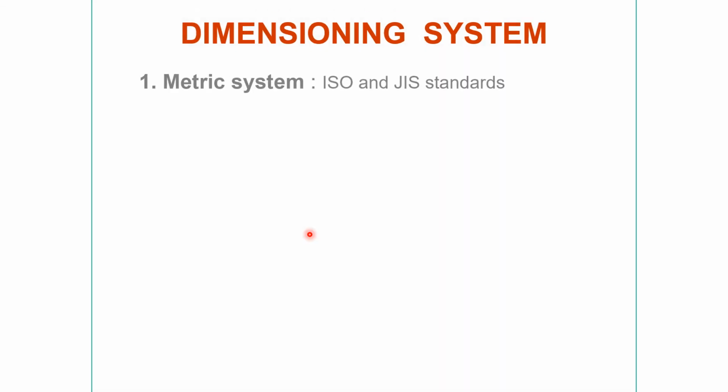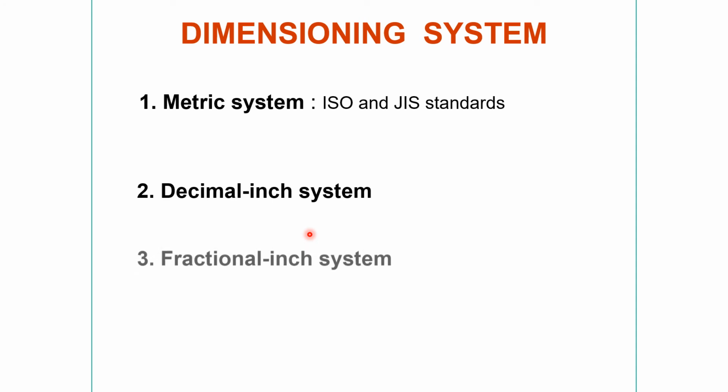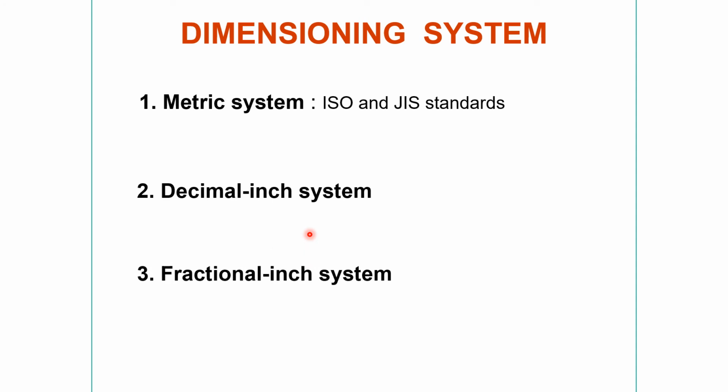Dimensioning systems: metric system, decimal inch system, fractional inch system. In the metric system you will write like 32, 32.5, 32.55, .5. That is not the right way. 0.5 is a good way.